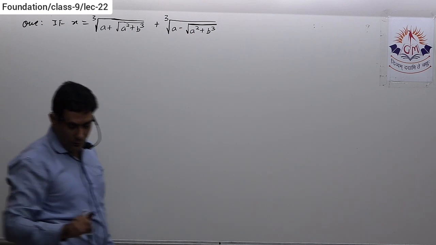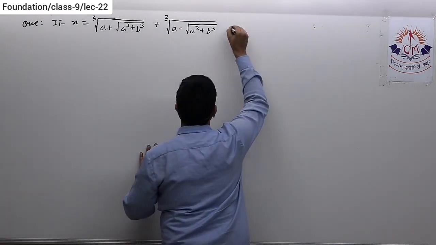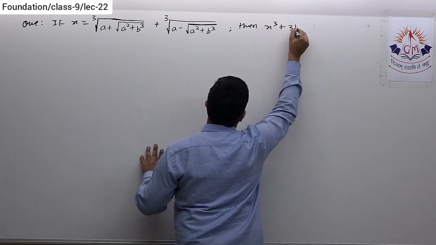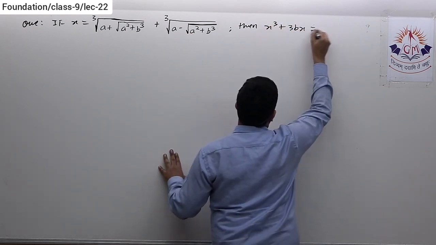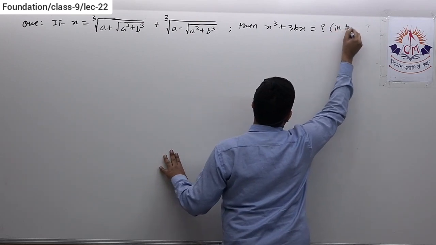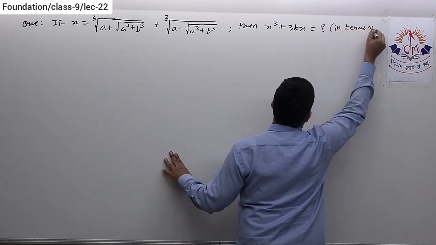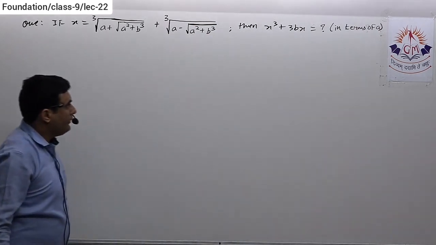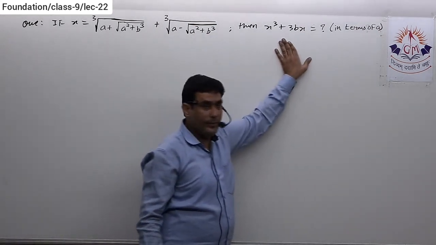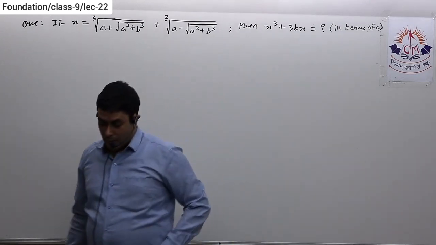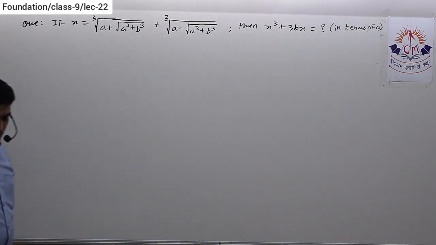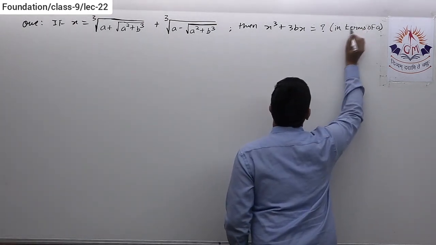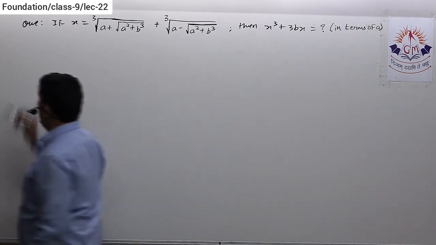then find the value of x cube plus 3bx in terms of a. They are not asking the numerical value. Here we have to obtain the value of x cube plus 3bx in terms of a. Okay, so try to solve this. I'm giving you 2 minutes and then I will give you its detailed solution.